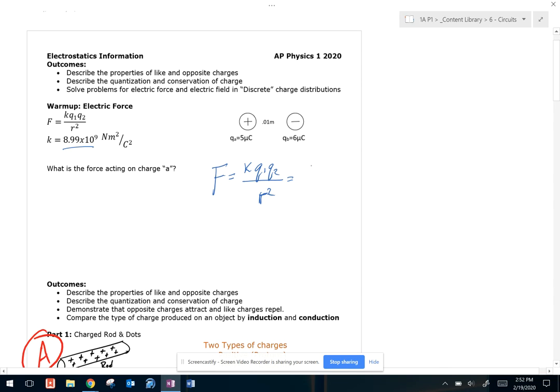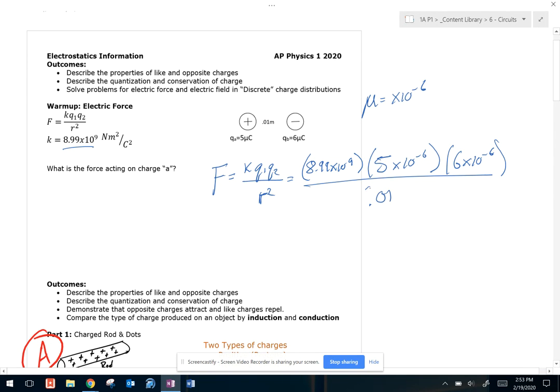I'm going to write in the K, 8.99 times 10 to the ninth. The two charges, 5. Now micro. Micro is times 10 to the negative sixth, 5 times 10 to the negative sixth, 6 times 10 to the negative sixth. Oops. And finally, divide by that distance squared.